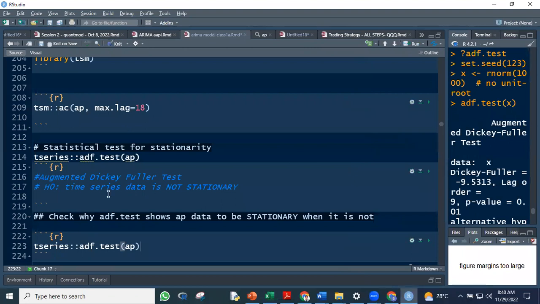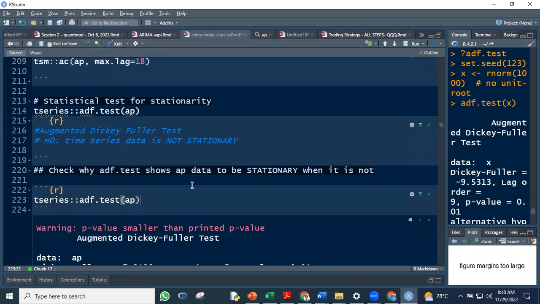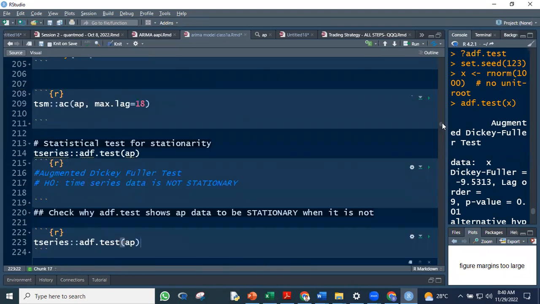Pero ito, si AP, ano siya, no? Si AP is not stationary. So, nilagay ko pa note na to, no? Check why ADF test shows AP data to be stationary when it is not. Okay, so let's leave that for a while. Maybe you can help me. You can help me fathom this out.